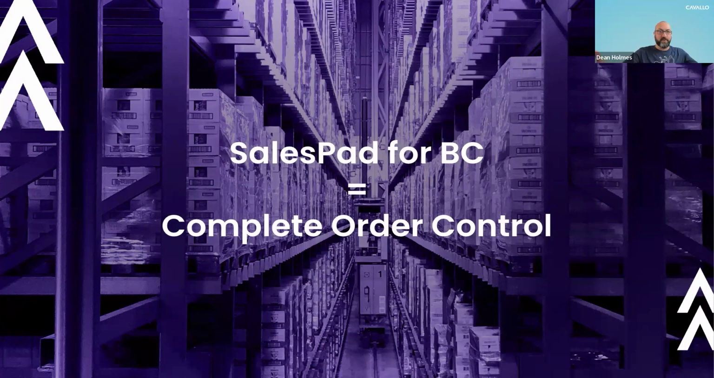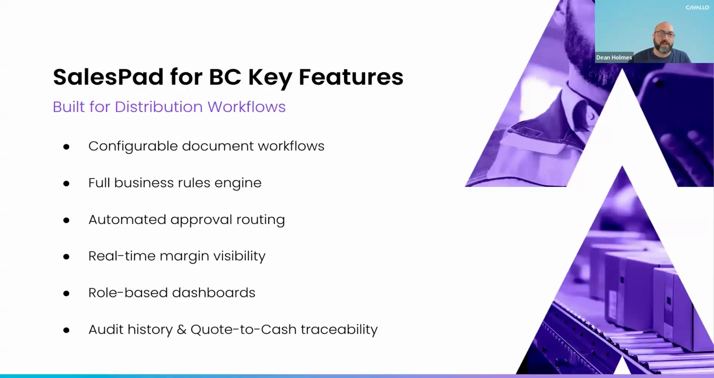Well, that's what we're here for. That's where Cavallo comes in. That's what we're here to talk to you about today. With SalesPad for BC, you get complete order control, right? Ensuring that every order is handled properly and efficiently, margin limits are maintained, and you get full order visibility. That happens when you have workflows that match your business and not the other way around.